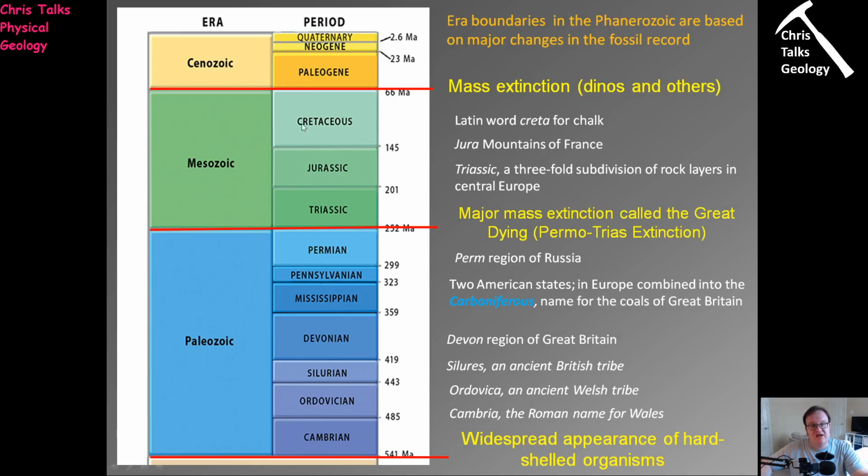So why do we have the Paleozoic, the Mesozoic and the Cenozoic? Well, of course, this one's easy. The appearance of hard-bodied life. Now right here we have the Paleozoic-Mesozoic boundary, and this is the result of a very, very large mass extinction, even bigger than the extinction that followed the impact that destroyed the dinosaurs. So this is referred to as the Permian-Triassic mass extinction, also called the Permo-Trias extinction, and this one was huge.